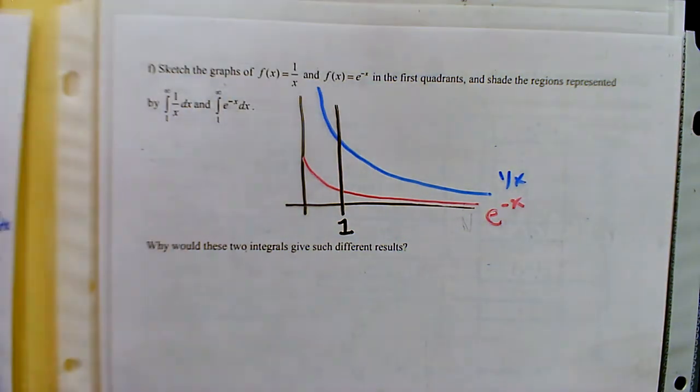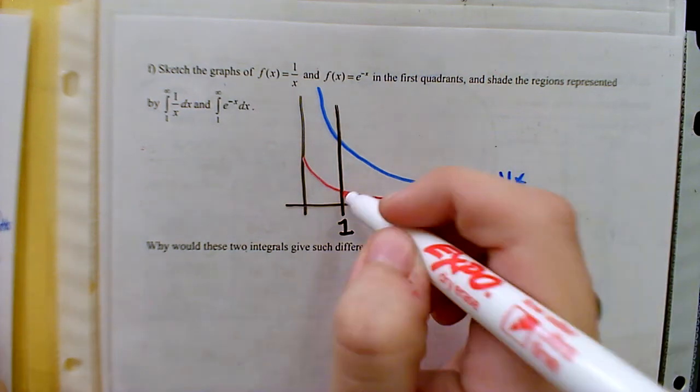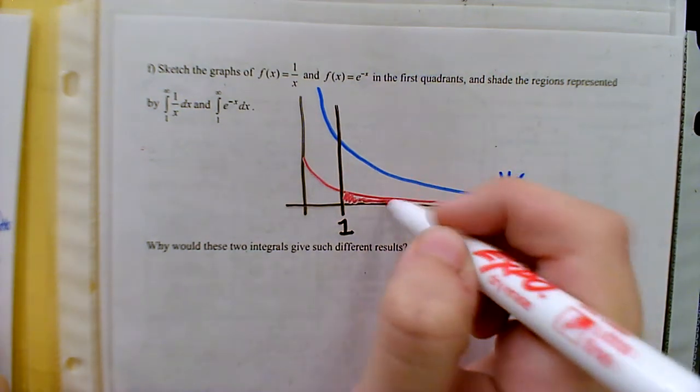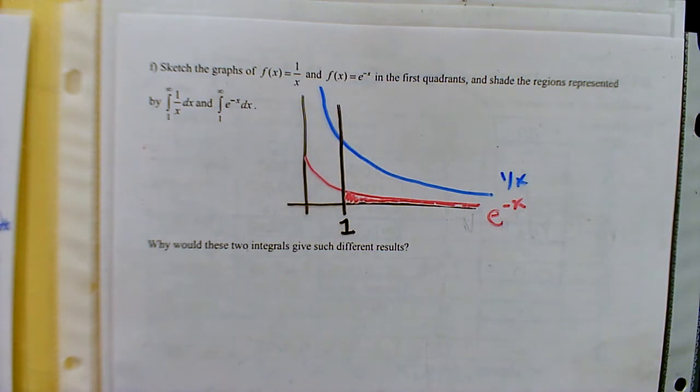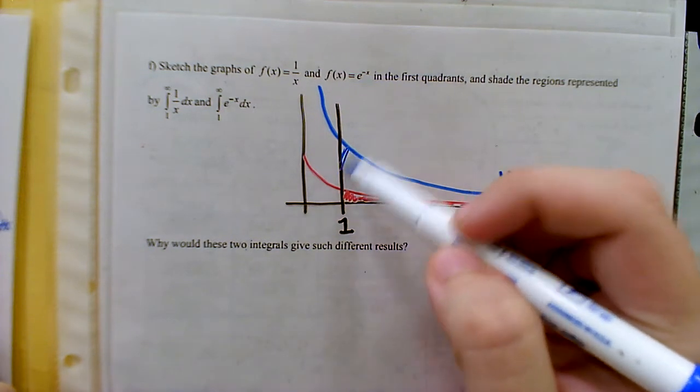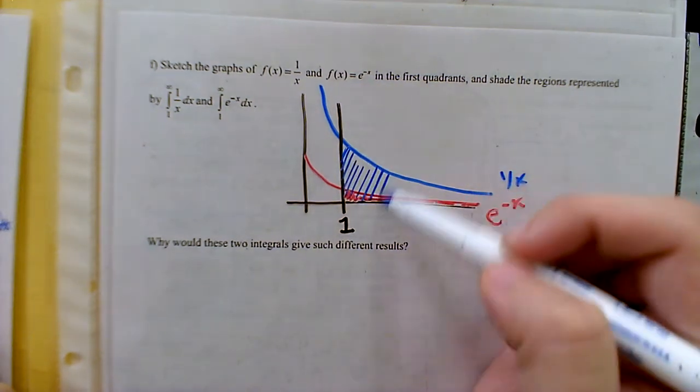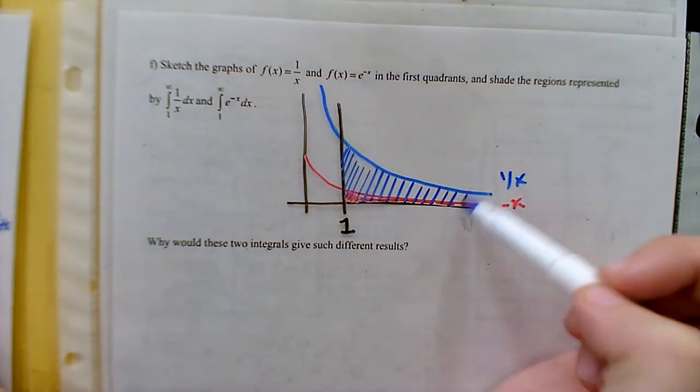So notice how underneath the e to the negative x, we would shade all of that area. And then for the 1 over x, we'd have all of that.